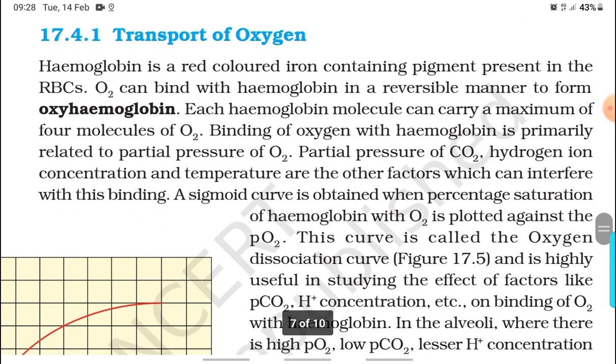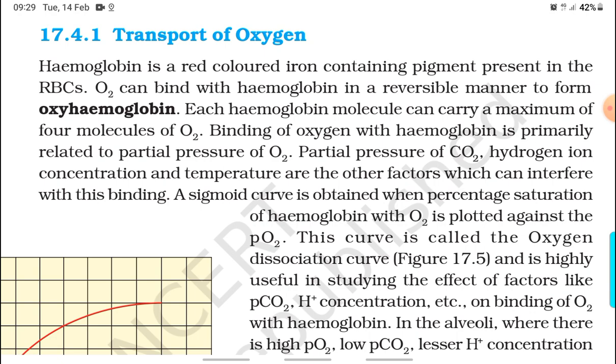Transport of oxygen. Hemoglobin is a red colored iron containing pigment present in the red blood cells. Oxygen can bind with hemoglobin in a reversible manner to form oxyhemoglobin. Each hemoglobin molecule can carry a maximum of 4 molecules of oxygen. Binding of oxygen with hemoglobin is primarily related to the partial pressure of oxygen. Partial pressure of carbon dioxide, hydrogen ion concentration and temperature are the other factors which can interfere with this binding.